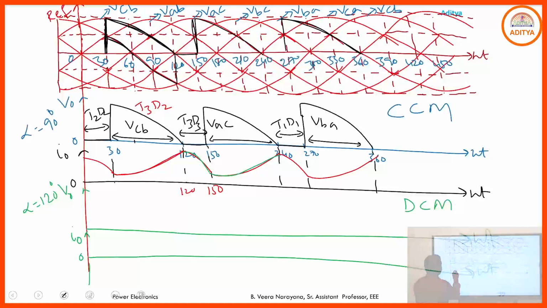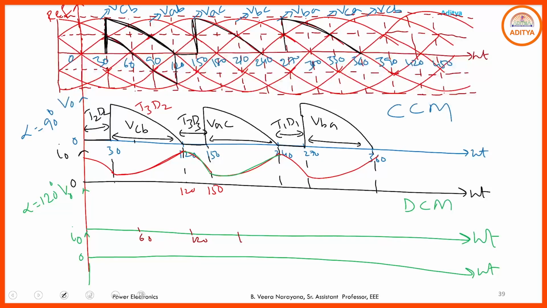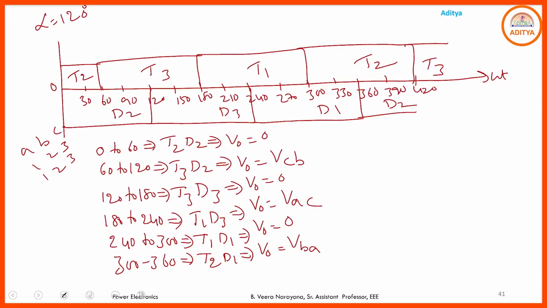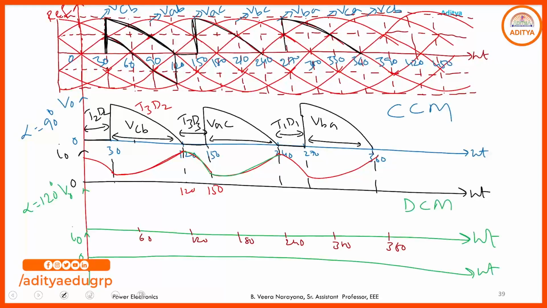First you note down those time intervals: 60, 120, 180, 240, 300, 360. From 60 to 120, the output voltage is VCB. Just follow the VCB line. Where is the VCB line here? This one, VCB, here, 60 to 120. This pulse is available across the load.